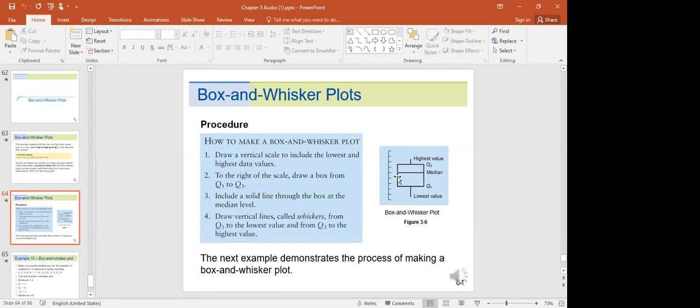When the median is at the middle of the box, the data is approximately symmetric. When the Q2 or the median is at the lower part, it means the data is skewed to the right. If it's at the upper part, the data is skewed to the left. Sometimes a horizontal box is used rather than a vertical box.